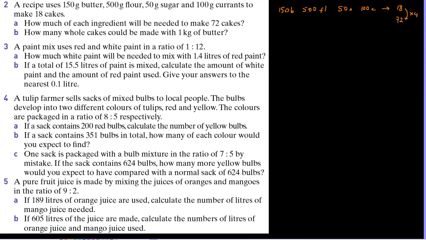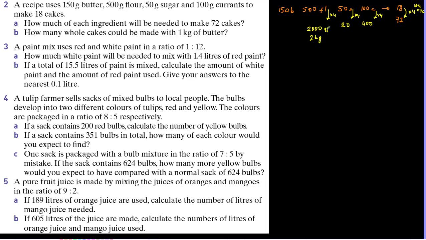we have to multiply all the ingredients by 4, which means if 18 times 4 is equal to 72, this is going to be also times 4, which is 600. This is also times 4, which is equal to 200, which is equal to times 4, and that's 2000 gram, which is 2 kilogram.